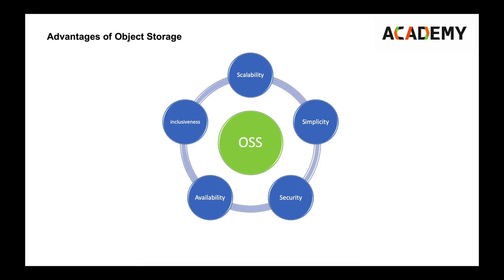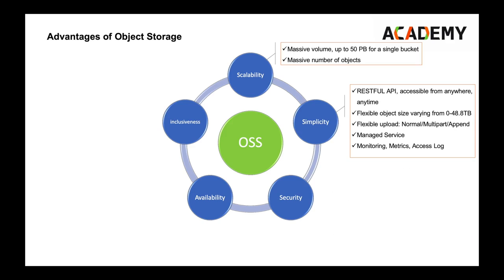So what are some of the advantages of object storage? Well, one of the big ones is scalability. A single OSS bucket can hold up to 50 petabytes of data and an essentially unlimited number of objects. Simplicity is another key advantage. The OSS service provides a simple RESTful HTTP API, which is accessible from anywhere, anytime. It is in fact a public internet service. Object sizes can vary between 0 bytes and 48.8 terabytes.